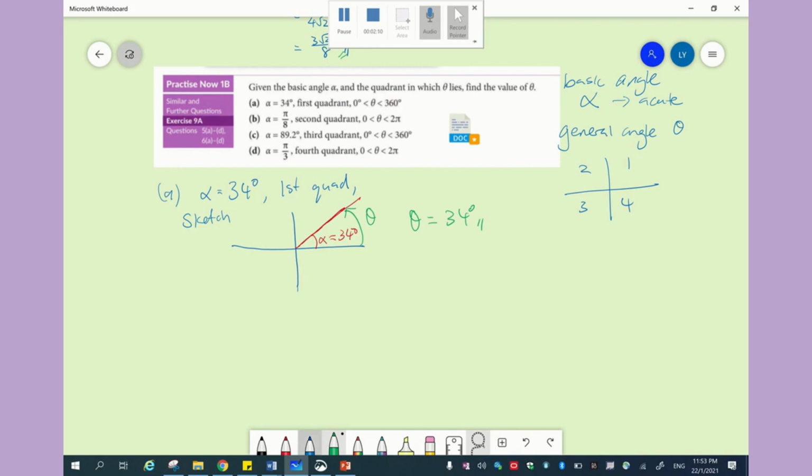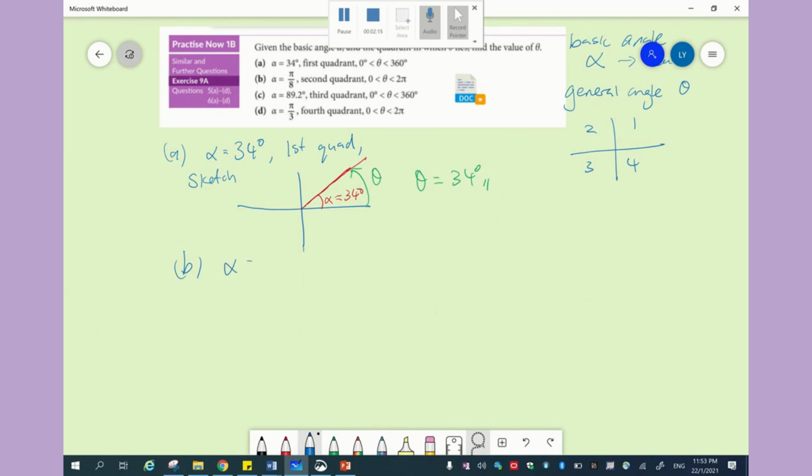Let's look at part B. Now alpha is equal to pi over 8 radian, and it's in the second quadrant. So what you do is the same thing. Your theta is in the second quadrant, so your terminal side has rotated to the second quadrant. So this is the angle theta.